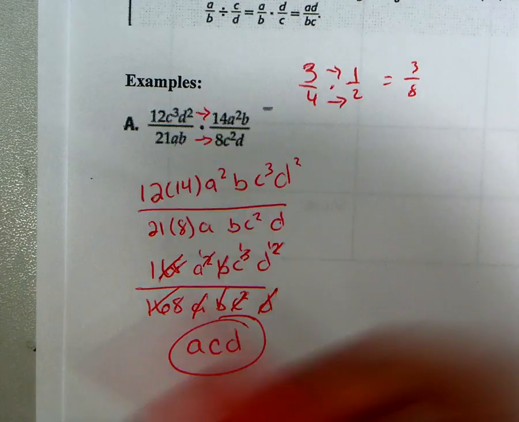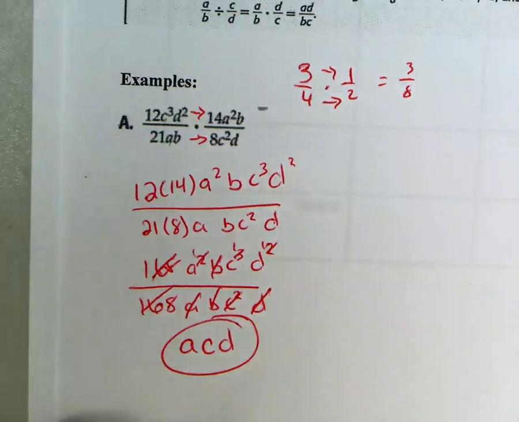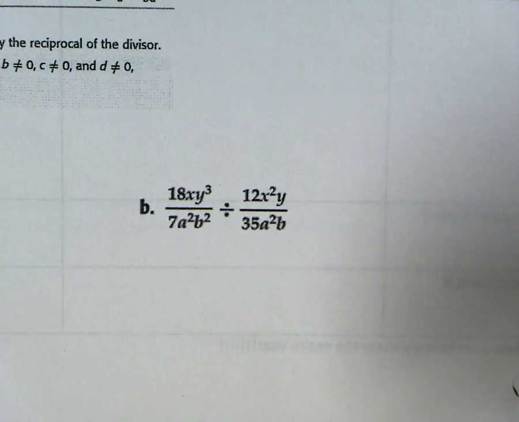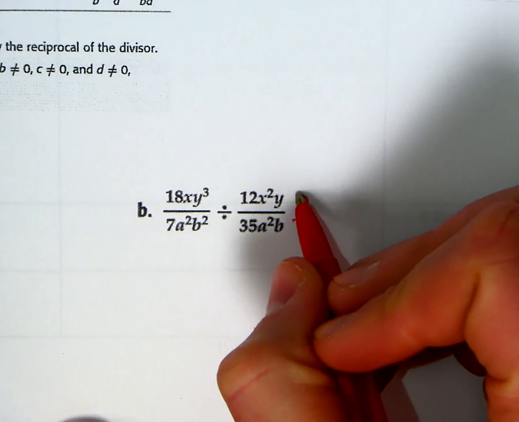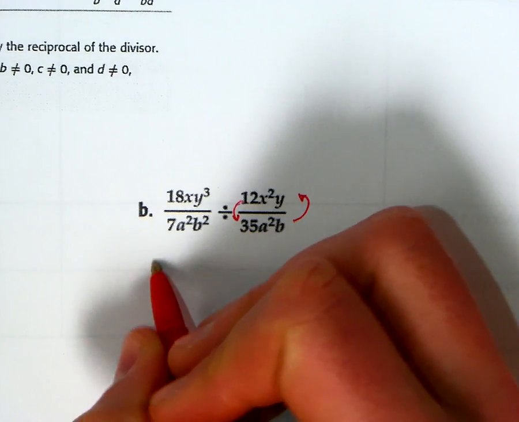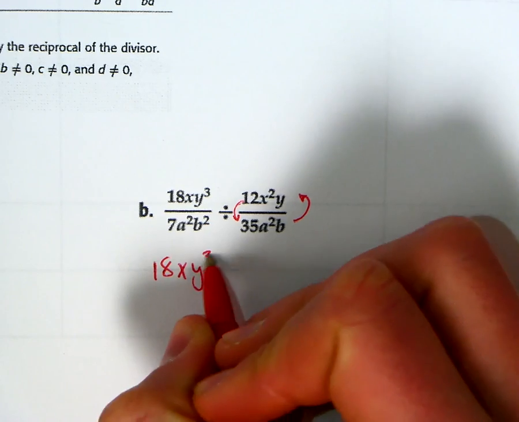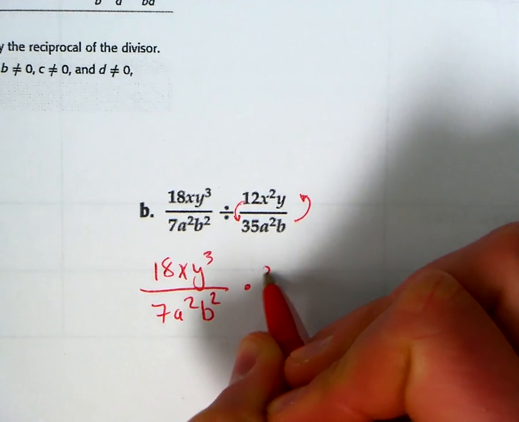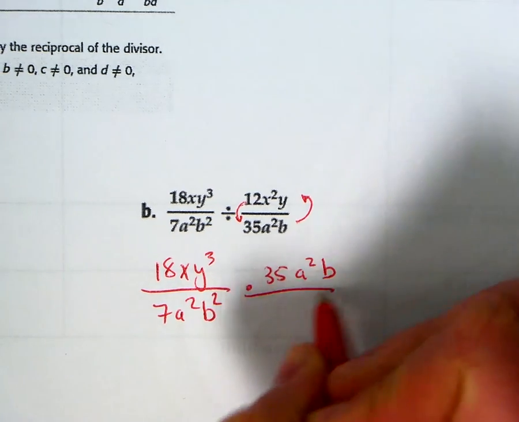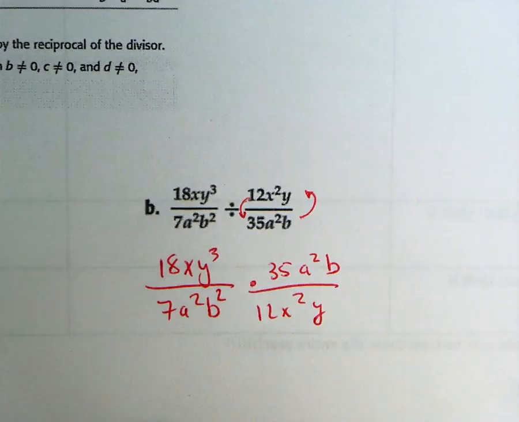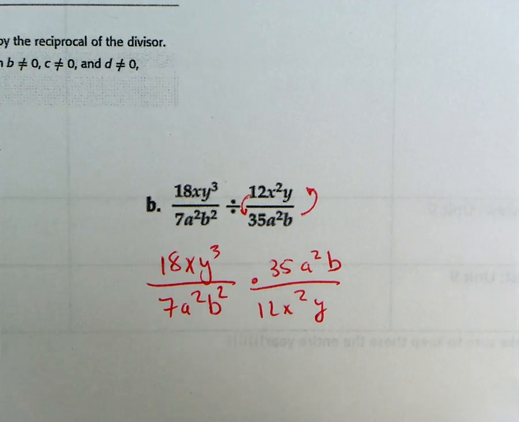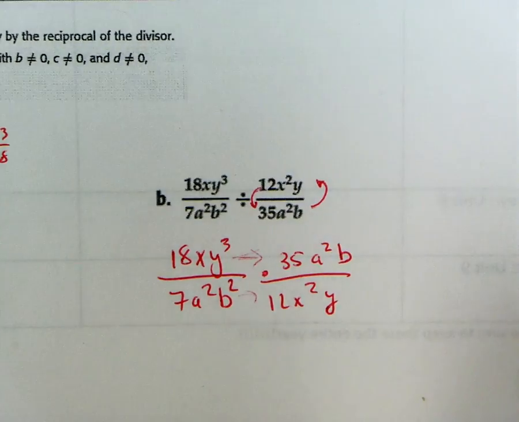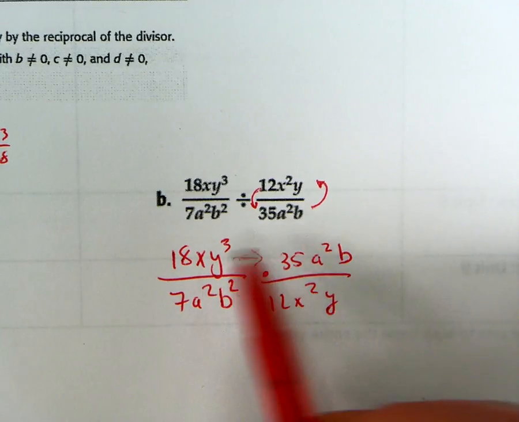All right. So again, it's a lot of this crossing out method. For division, every time you see division, you need to think reciprocal. And this is going to the top, this is going to the bottom. So you have 18x y to the third divided by 7a squared b squared, all multiplied with 35a squared b divided by 12x squared y. And then you do the same thing we just did in a. So you would multiply across. That's the idea.